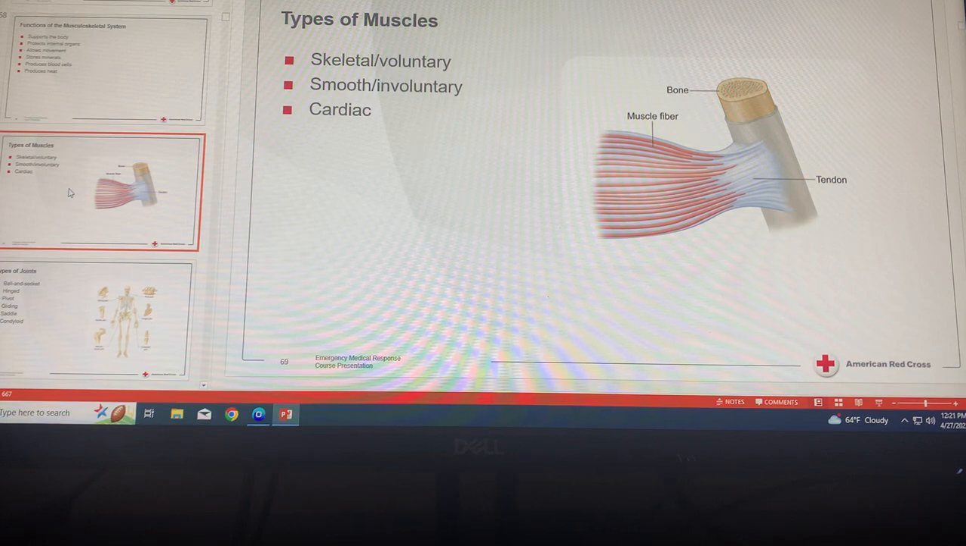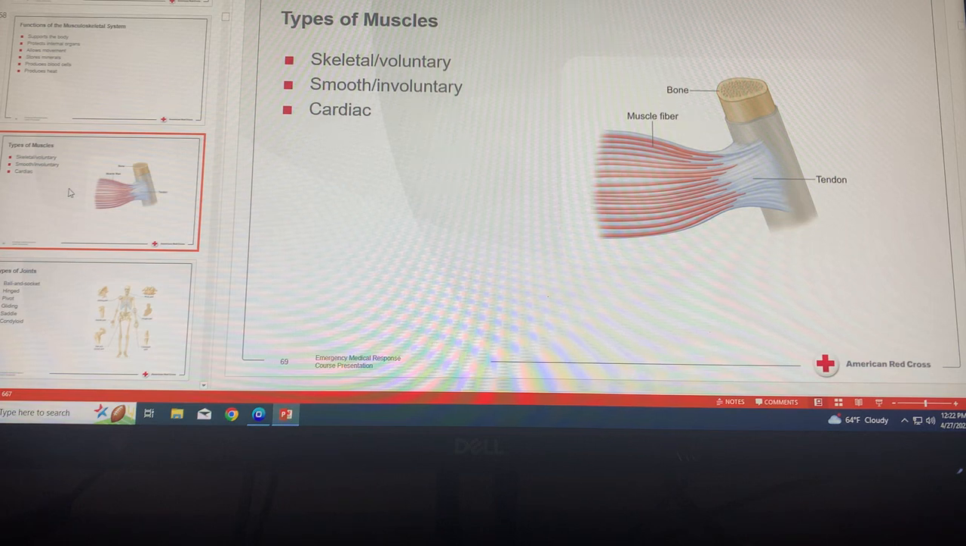So here are the types of muscles. You have the skeletal, voluntary. Skeletal or voluntary muscles are under the control of the brain and nervous system. These muscles help give the body its shape and make it possible to move when we walk, smile, talk, or move our eyes.